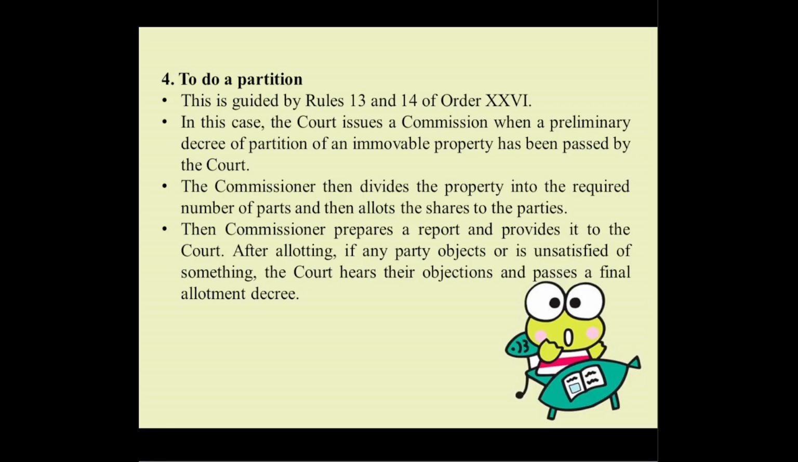Then the commissioner prepares a report of the entire investigation that he has done and provides it to the court. After the allotting, if any party objects or is unsatisfied with something, the court hears their objection and passes a final allotment decree. So this is basically a kind of remedy or a chance given to the parties if they are not satisfied with the partition made by the commissioner. The court will hear the objection and thereafter pass a final allotment decree. So even to make a partition between the parties, having regard to the subject matter of the suit, a commission shall be issued by the court.